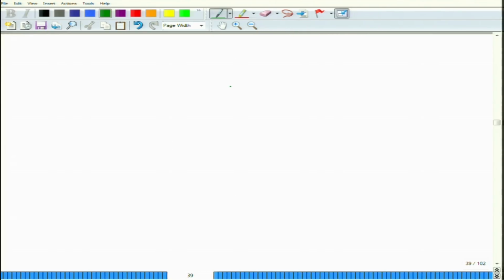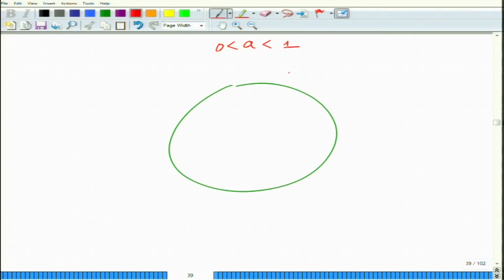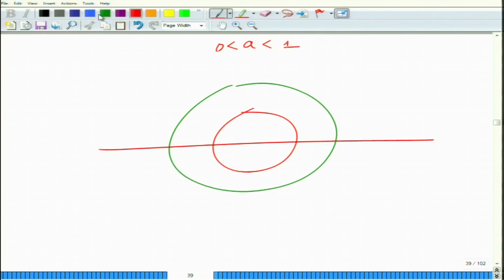Okay. So, the ROC of this signal looks like, again let us consider 0 less than a less than 1, that is this circle of amplitude a lies inside the unit circle. So, this, and the region of convergence is this.